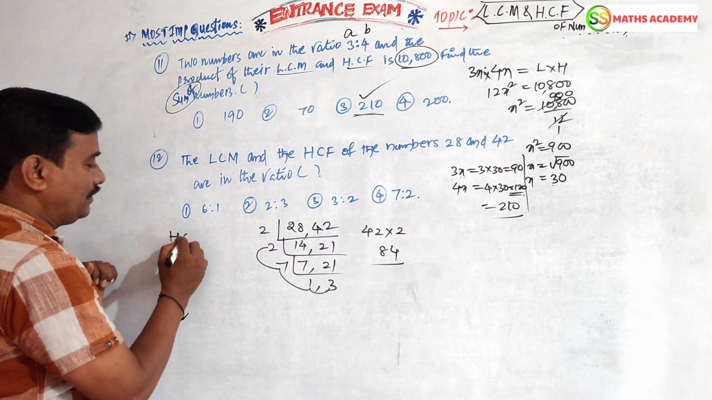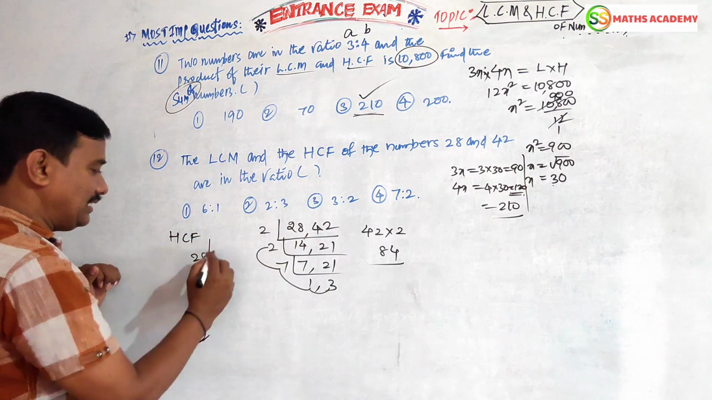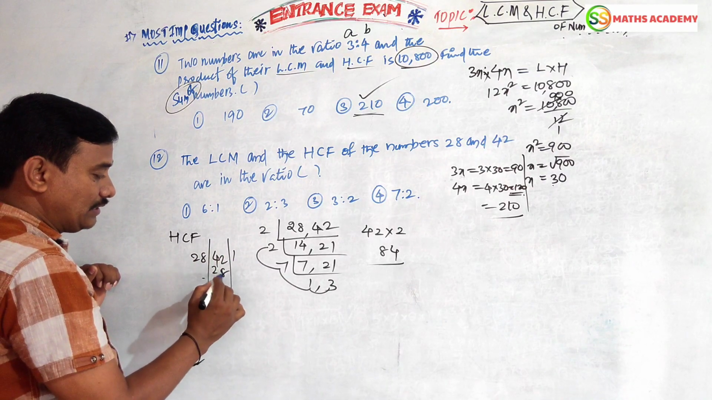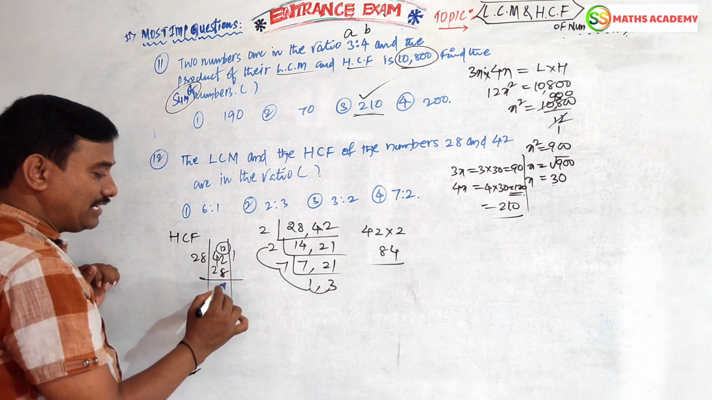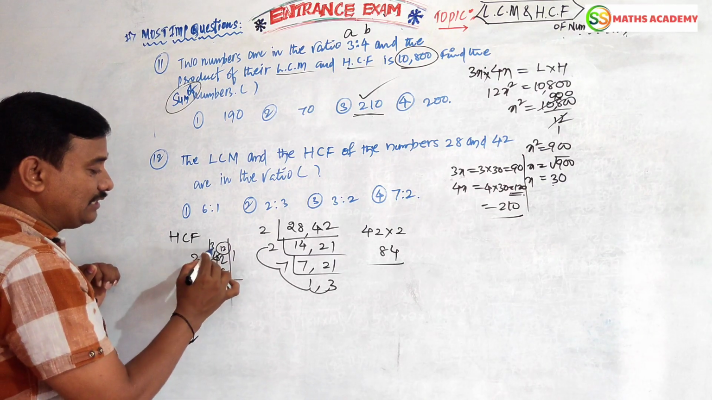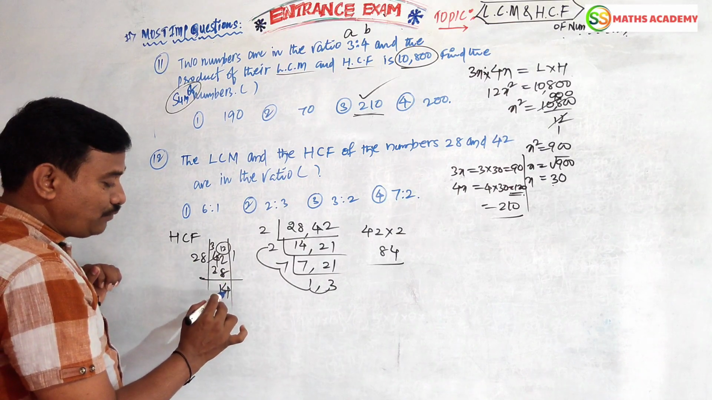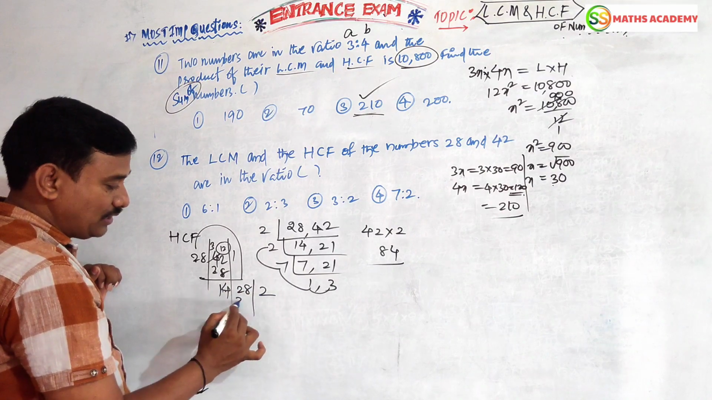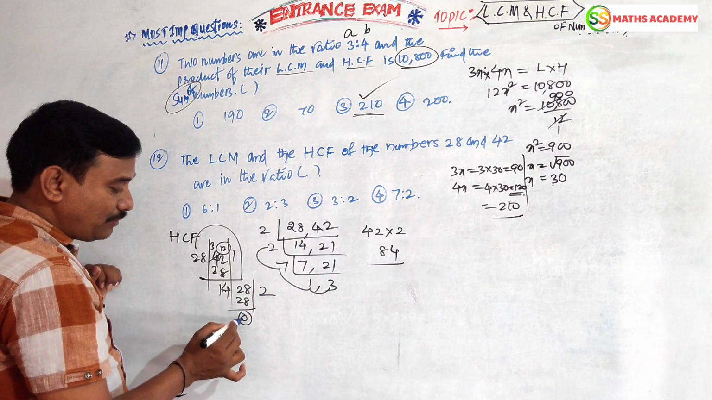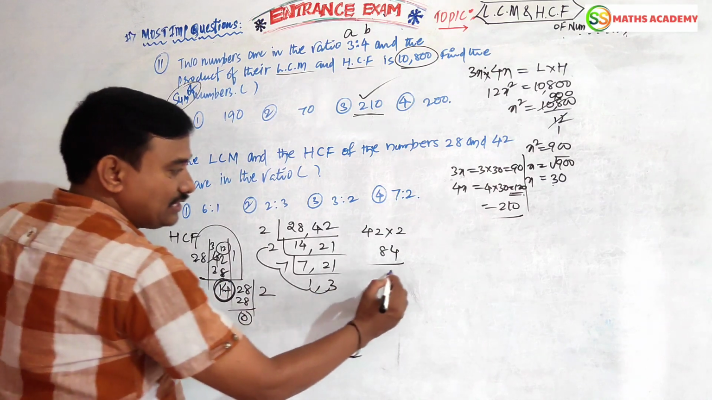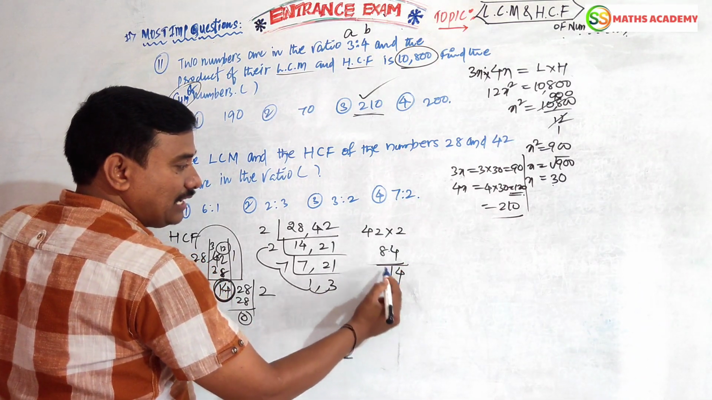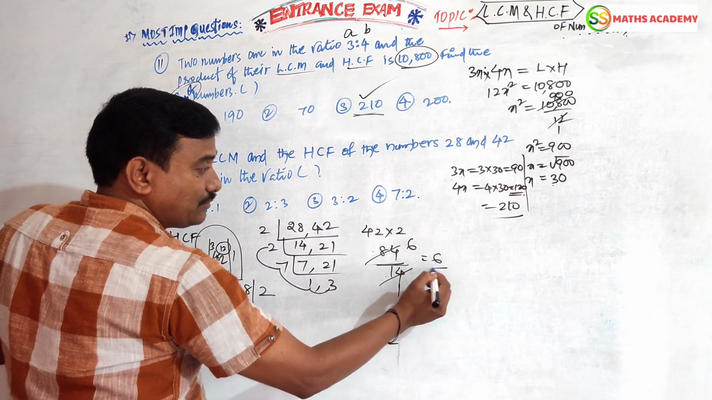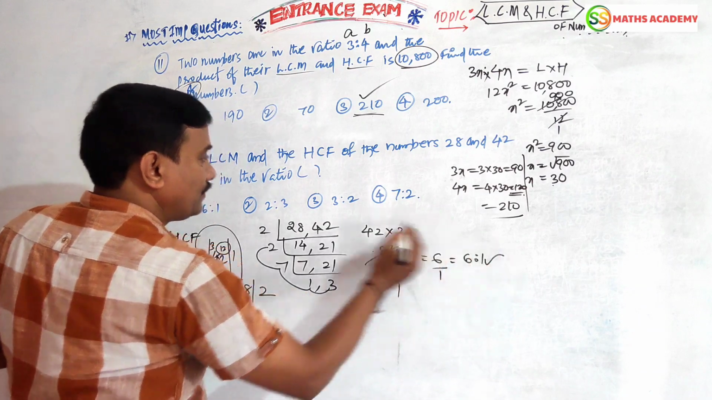Now HCF. What are the numbers? 28 and 42. Here the HCF method is simple. 28 1s are 28. 12 minus 8, 4, remainder 4. Here 3 minus 2, 1, 14 is the remainder. This 14 will divide 28. 14 1s are 14, 14 2s are 28. Remainder 0. When the remainder is 0, the divisor is called our HCF. HCF is 14. First, the LCM to HCF ratio: 84 by 14, 14 6s are 84, 6 by 1. Nothing but 6:1.